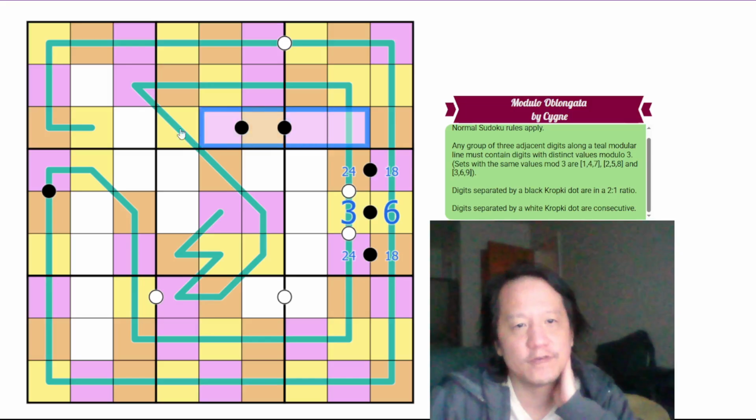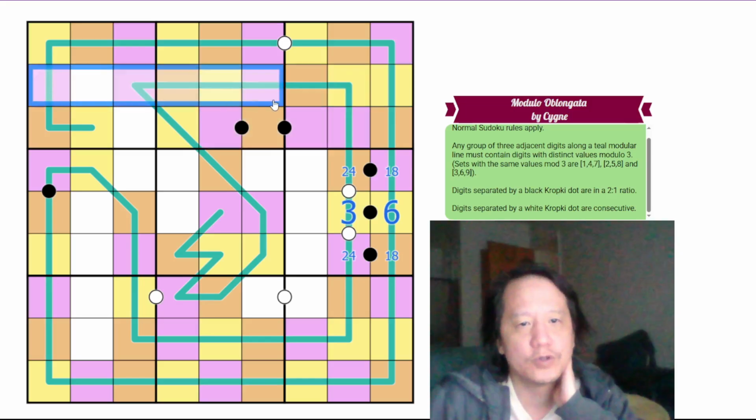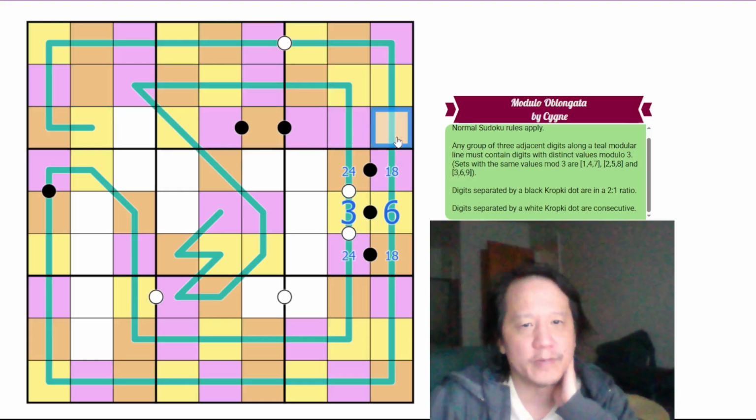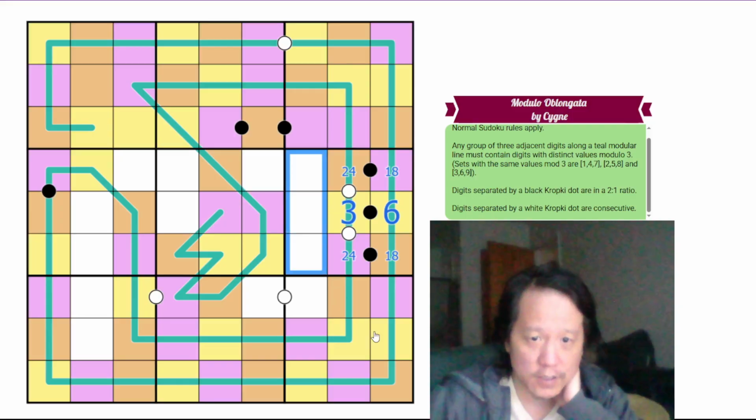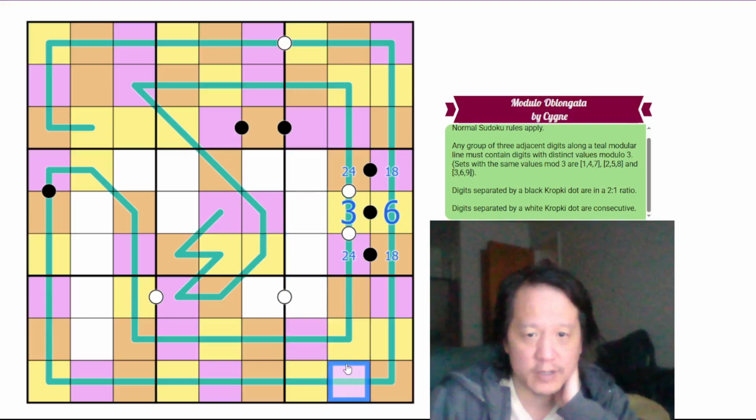We have in row 2, 3 pinks, 3 yellows, so this must be orange. In row 3, we have 3 pinks, 3 oranges, so this must be yellow. In lower right-hand box, we have 3 yellows, 3 pinks, so this must be orange. In, let's see, lower central box, we have 3 orange and 3 pink, so this must be yellow.